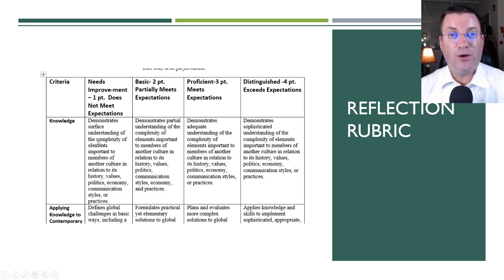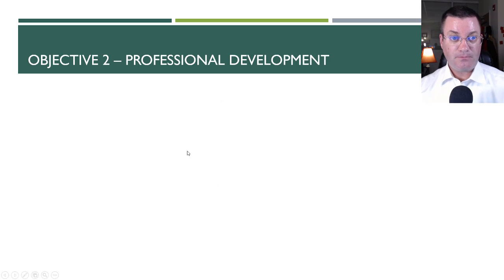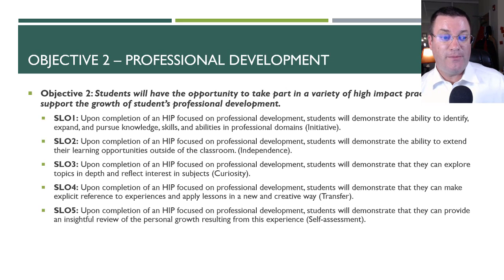Okay, and I'm not going to go through the entire rubric, but for each of those 5 SLOs, for each of those 5 writing prompts, there is also a rubric to help you score the student's development. Okay, so that was objective 1, global perspectives. This is objective 2, professional development. Again, we have 5 student learning outcomes.